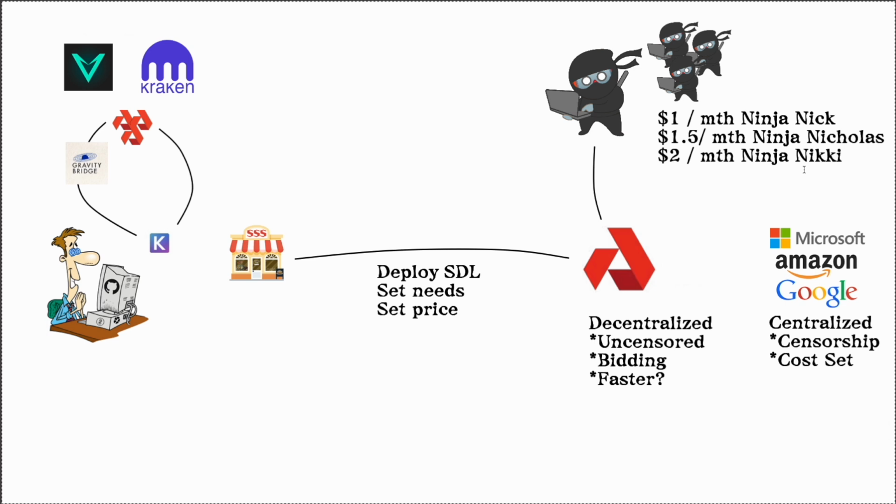Now, why would you choose Nikki if Nicholas is cheaper? Well, maybe Nikki has a better track record. She's audited by more auditors and so forth. So you can decide between them, and then you can change anytime you want. There's no penalty if I want to change from Nicholas to Nick, or I want Nikki. I like Nikki now, and I want to move to Nicholas or back to Nikki, and so forth.